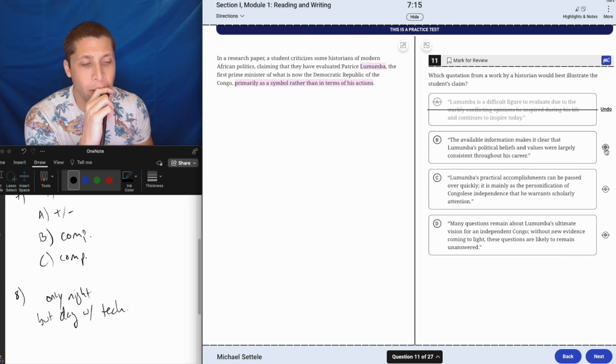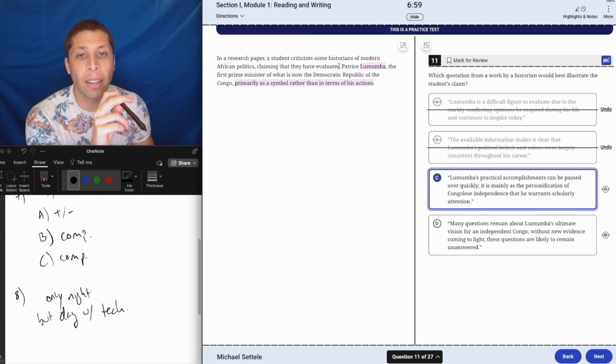But who cares about what his consistency is? Lumumba's practical accomplishments can be passed over quickly. His actions. It is mainly as the personification of Congolese independence that he warrants scholarly attention. Right, but okay, yeah. Ooh, this is tricky.